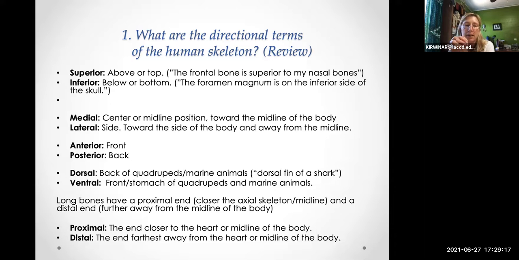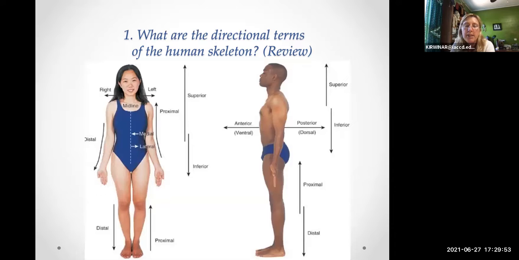posterior. And then in regards to long bones, which are the bones of the arms and legs, the ends closest or in proximity to the center of your body, or heart, if you will, are called proximal ends of the long bones. The ends most distant from your heart are distal ends. And then there's dorsal, which is the back of quadrupeds or marine animals. And then ventral, which is the front of quadrupeds or marine or aquatic animals like fish. All right. And then here are two pictures of two individuals with those terms written out.